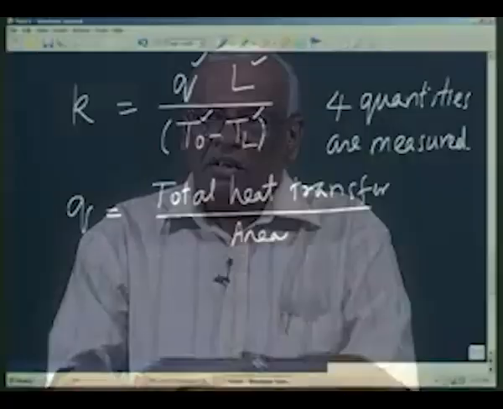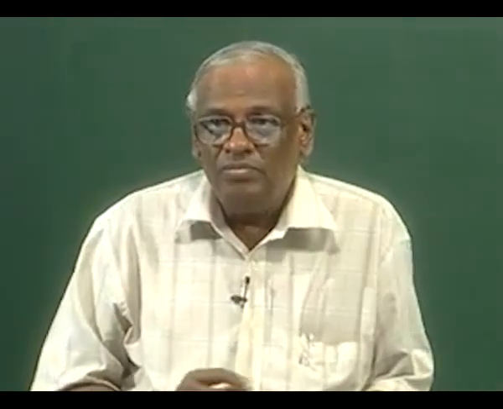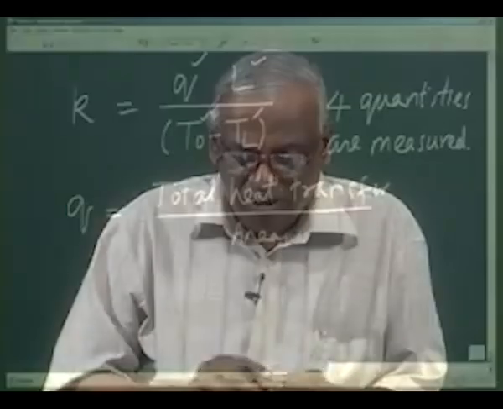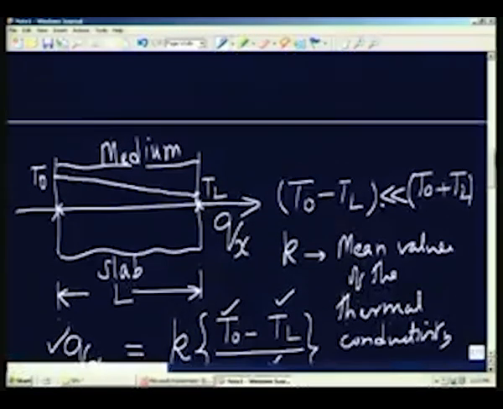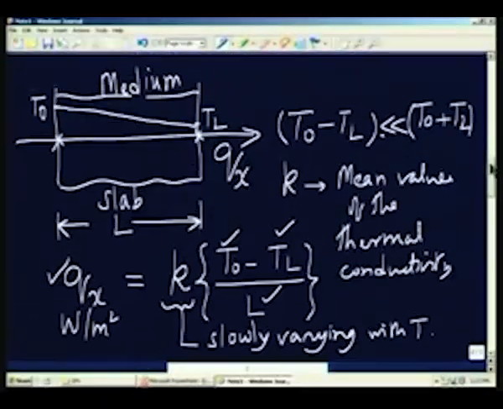The major thing one has to remember is that we have to maintain a one dimensional temperature field. That means that we have to see that the temperature varies only with respect to x, and there is no significant temperature variation in this direction. So, in the transverse direction there should be no significant temperature variation, only variation should be along this direction.